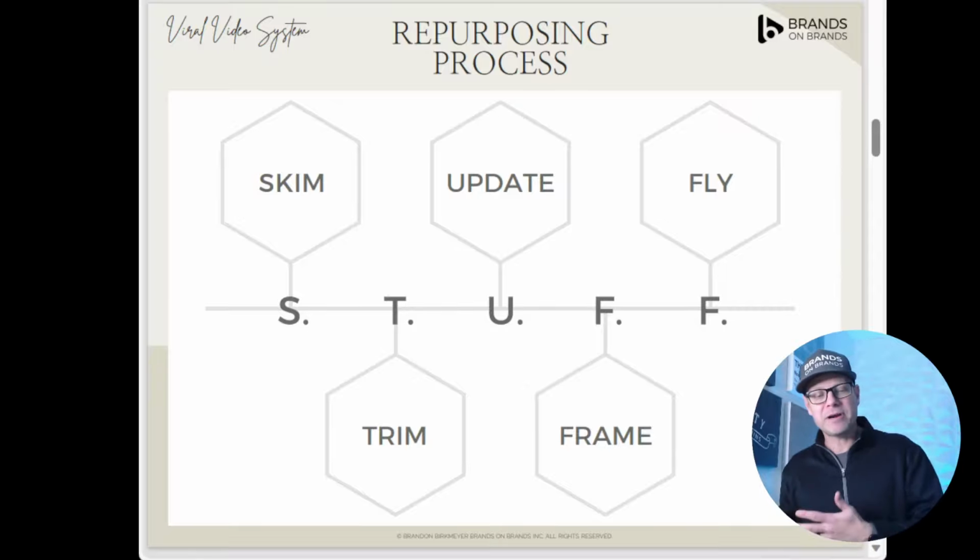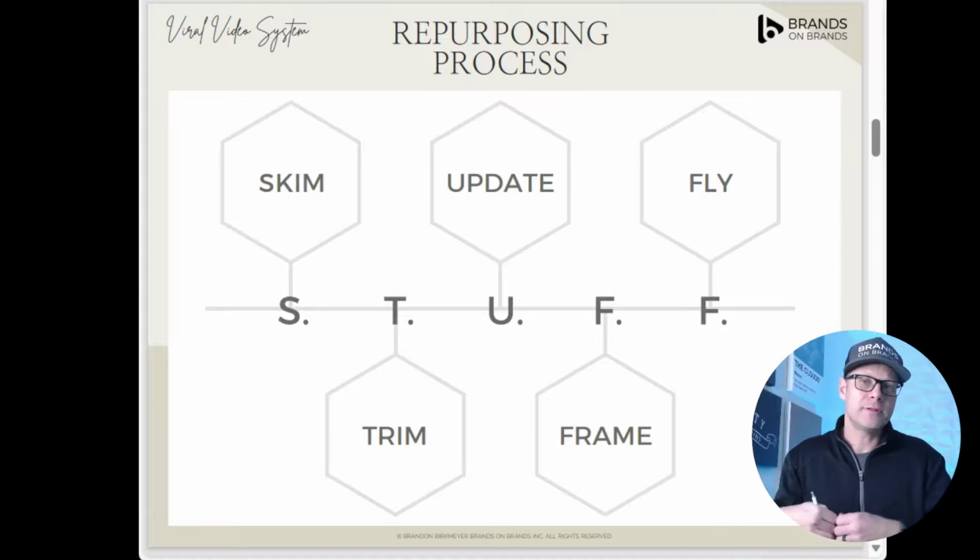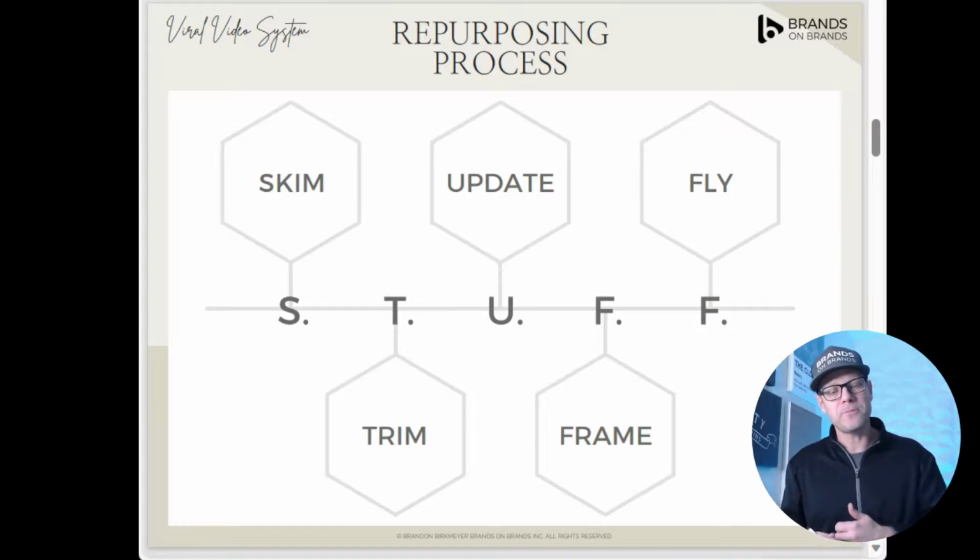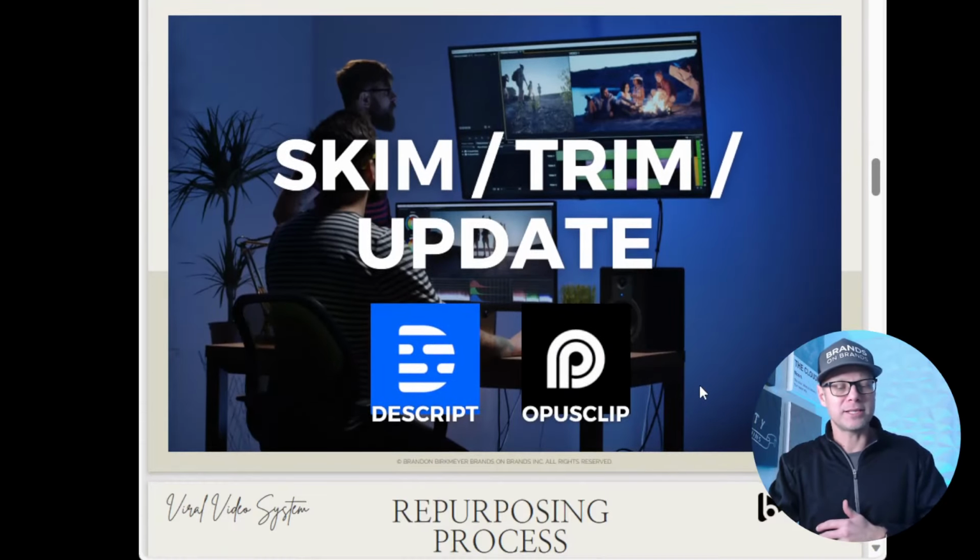And then framing takes a similar piece. This is where you're adding things to what's already created. You might be adding some kind of creative elements on top of this, or sound effects or emojis or captions. We'll get into that as well. And then last is scheduling it and letting it be released, which we call fly. So skim, trim, update, frame, and fly. That's our process.